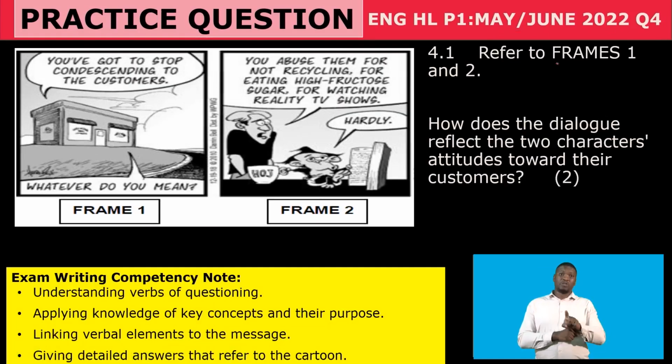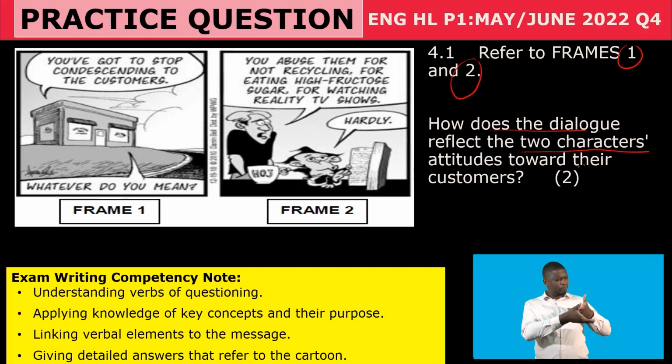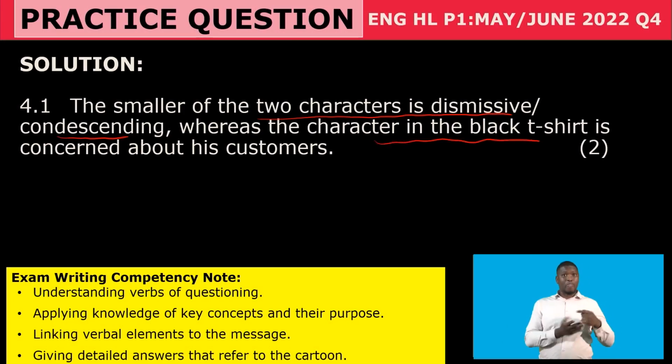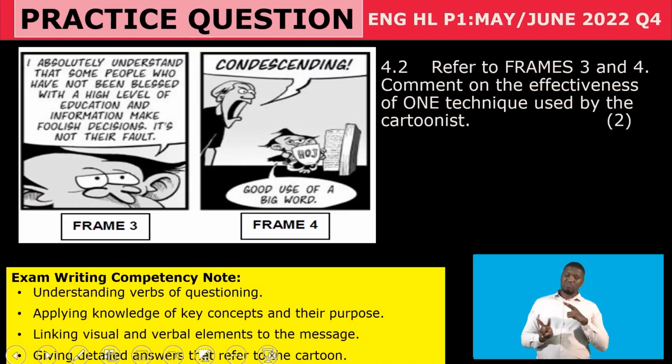So 4.1, refer to frame 1 and frame 2. How does the dialogue reflect the 2 characters' attitude towards their customers? The smaller of the 2 characters is dismissive. He's condescending, whereas the character in the black t-shirt is concerned about his customers. Now, condescending, of course, means to look down on others, to think that you are better.